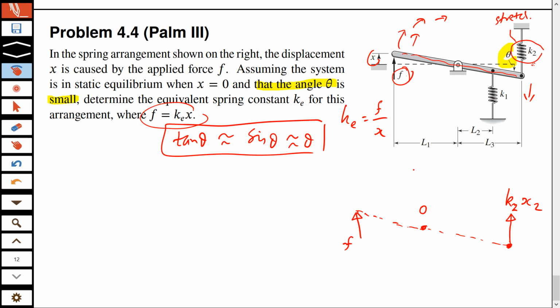X is the overall deflection. X2 is the deflection of K2. Now when this body tends to come down, this spring K1 will be compressed. And when you try to compress a spring, what does it do? It will resist that by an upward force, because this end is being pushed down, so the opposing force will be upward. That will be K1 X1. Okay?